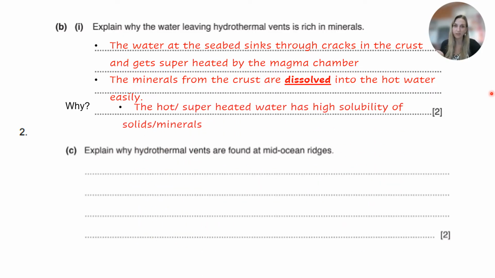Why does this happen? So we're hitting the main point of this command word: give reasons for, or say why. This is your why, because the hot superheated water has a really high solubility of solids or minerals. Slashes again mean you can say this or you can say that. So the hot water or the superheated water has a high solubility of solids or high solubility of minerals. Or you could flip-flop the way you're saying this.